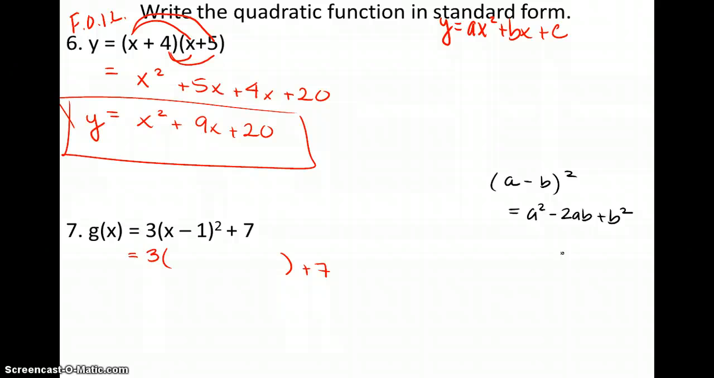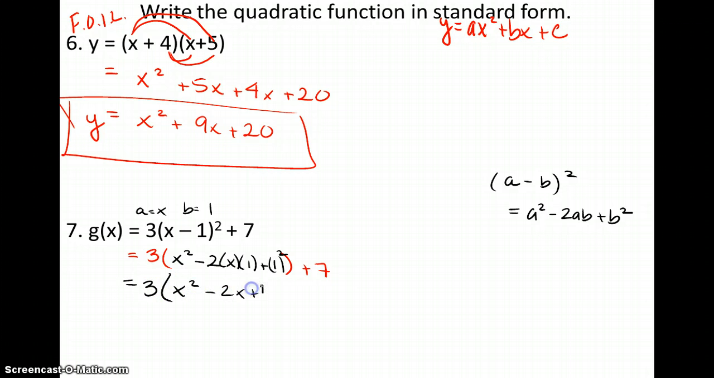So if you do hate this, take a step off the haterade and start liking it, because you're going to use it a lot. So for this one, my a is the same thing as x, and the b is 1. So a squared just means x squared, minus 2ab, which is 2 times x times 1, plus b squared, so plus 1 squared. And then you'll simplify.